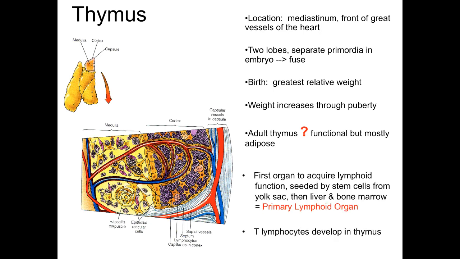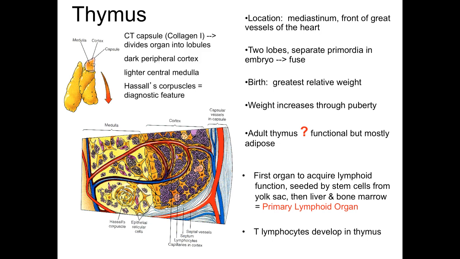The thymus is the first organ to acquire lymphoid function. It's seeded by stem cells from the yolk sac and then from the liver and bone marrow, so the thymus is a primary lymphoid organ. As we know, T lymphocytes develop in the thymus.